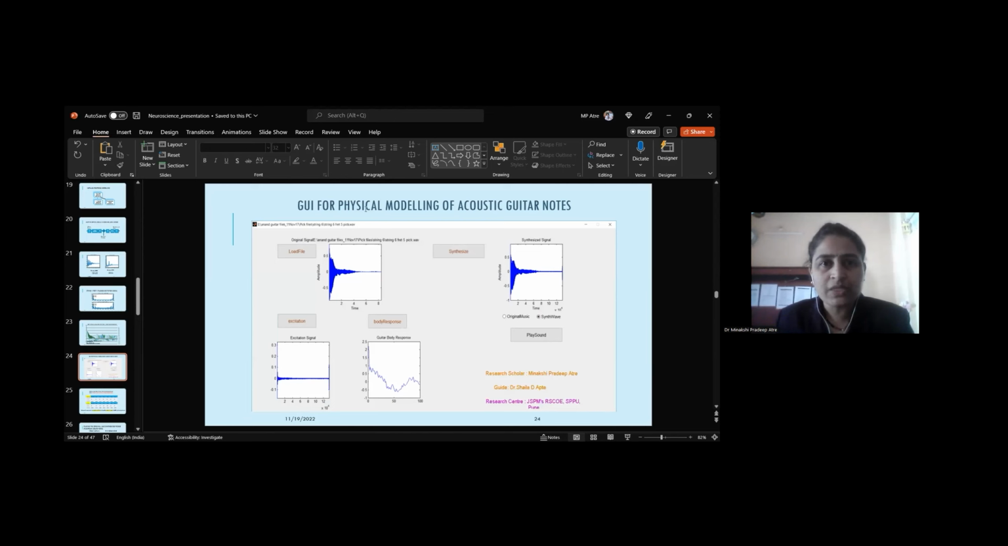Now this is the physical modeling of this guitar, or the graphical user interface, that is GUI, for the system that we made. We can load any file. We can also take a speech file, but we did research on the music note. So the music note will be loaded, and then we separate the excitation signal and body response or impulse response. Then this impulse response will be taken, shifted and synthesized again to get the original response. So we can see the body response can be separated for that music note.